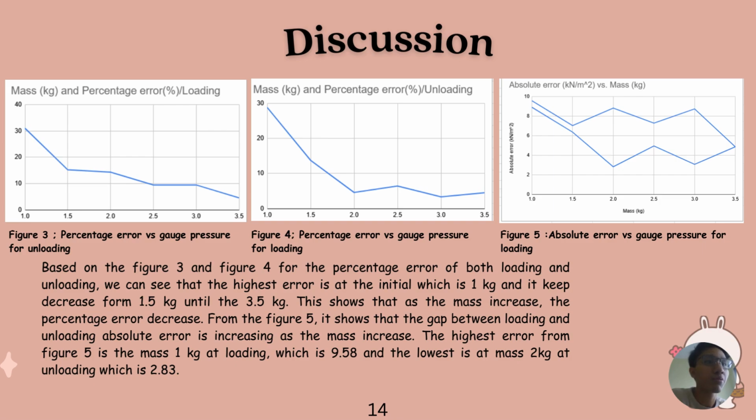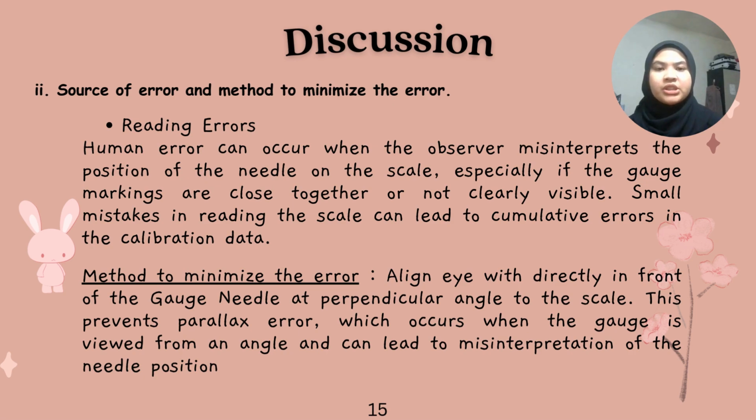Based on the percentage error from the experiment, we get the average percentage error of 12.79. For the next discussion, it is about sources of error and methods to minimize the error. The first one is reading error. Human error can occur when the observer misinterprets the position of the needle on the scale, especially if the gauge markings are close together or not clearly visible. Small mistakes in reading the scale can lead to cumulative error in the calibration data.